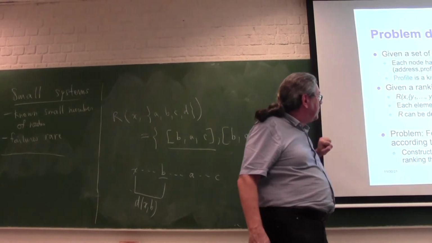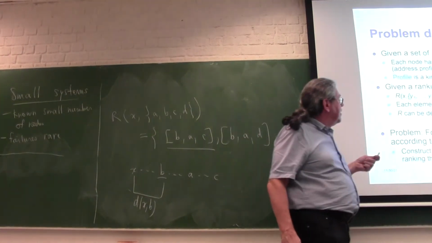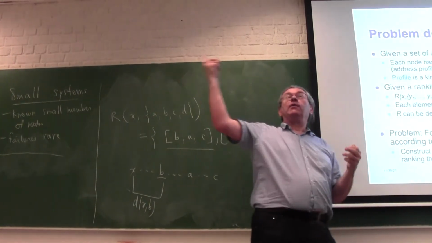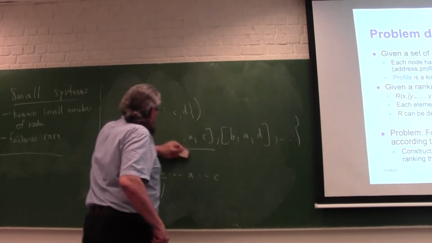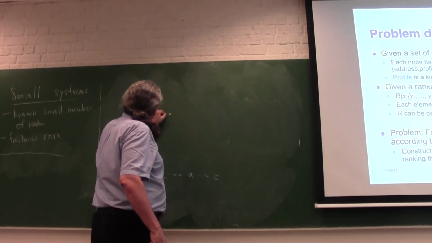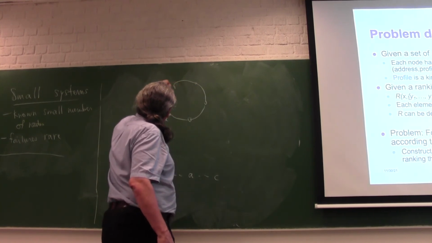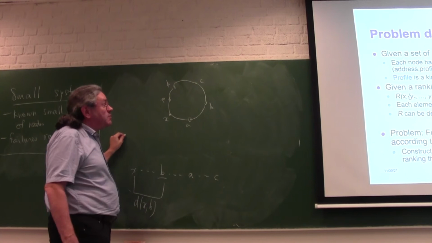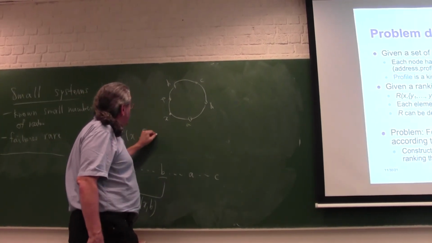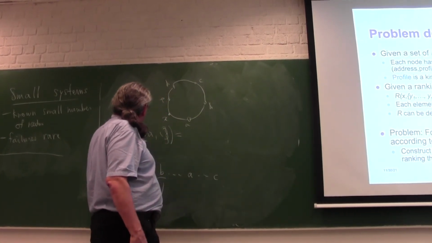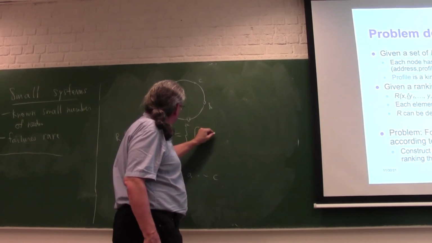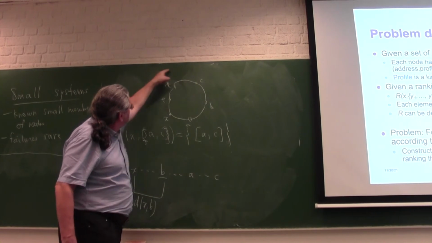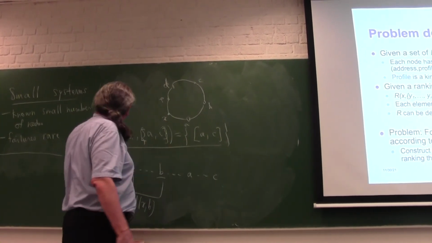And now, here's the problem. For every node X, find the closest neighbors of X according to the ranking R. You can define R so it defines a ring. It's easy to define R so it defines a ring. Here's a ring, for example, with X, and A, B, C, D, E. In this, A would be closer to X than C, for example. Or E would be closer than D, or E would be closer than C. So this R will define a ring for you, okay?